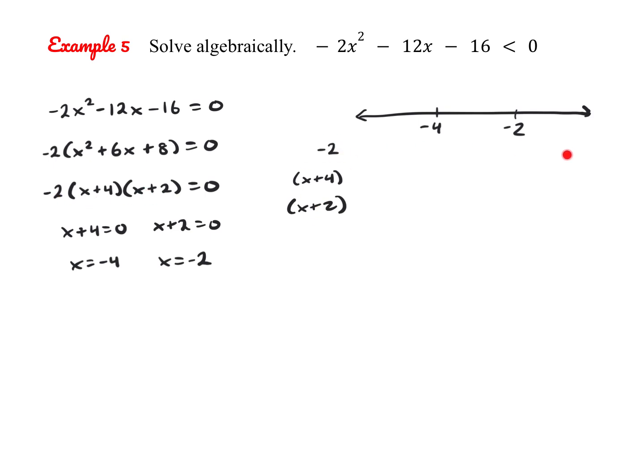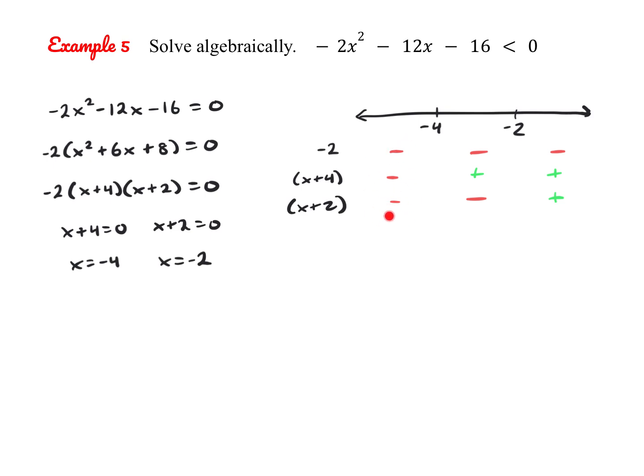Now, if you're doing a sign analysis here, negative 2 is always negative. There's no variable, so it's not changing. It is a constant, meaning not changing. So we do need to include that negative in all three intervals, which will affect our answer. And then for x plus 4, it's negative to the left of negative 4, and then positive and positive. And then for the last factor, it's negative, negative, positive.